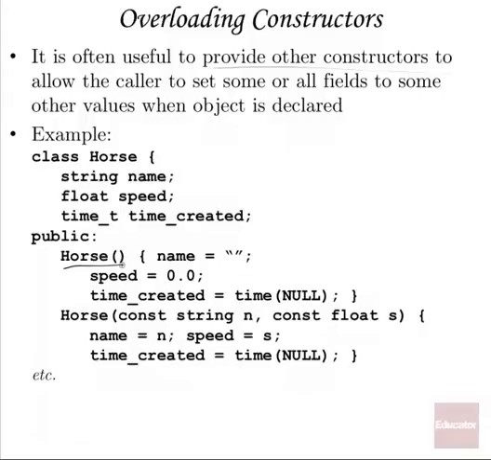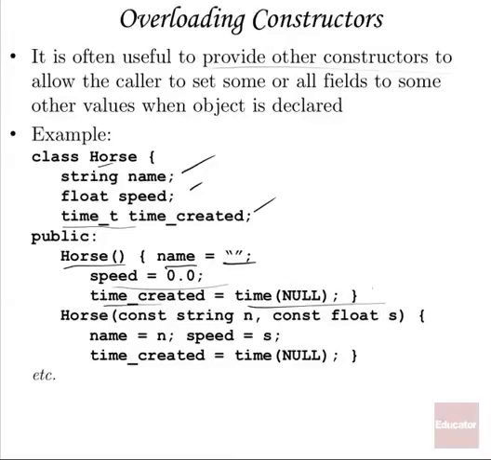So here we have a default constructor for horse. The horse class has a name, a speed, and the time it was created, and we'll include the time header so we can get the time_t type, and we'll also get the time function. So here we have a default constructor. We're just constructing a horse, just some horse, and rather than having an unnamed horse, we'll just give him an empty string as his name. Since we just constructed him, his speed is 0, and we want to know when this horse was constructed. So we'll say the time created is equal to the current time.